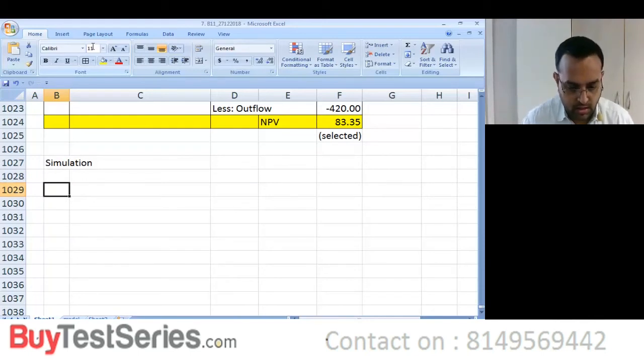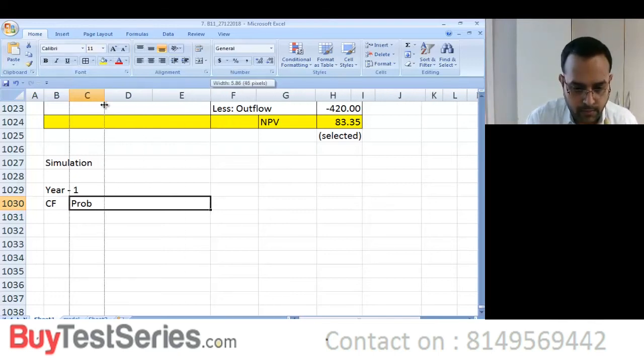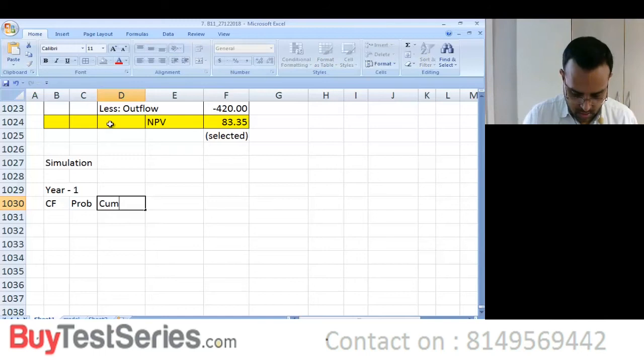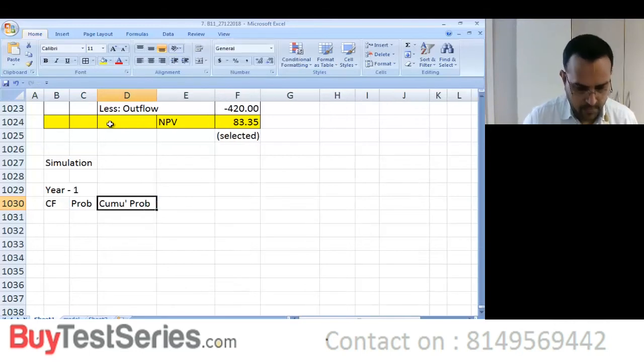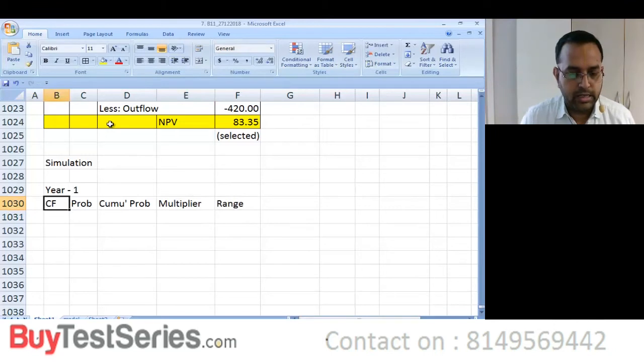We say year 1: cash flow, probability, multiplier, or we'll say cumulative probability, multiplier range.